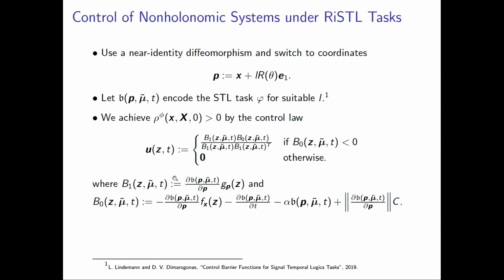b1 in particular depends on the gradient of b with respect to p and on the system dynamics g_p. b0, on the other hand, depends on gradient information of b with respect to p and with respect to t, and also contains a term of the extended class K function alpha of b, as well as the upper bound c on the unknown dynamics. In the paper, we also show how we can lower bound the quantitative semantics by some R, where R is maximized.